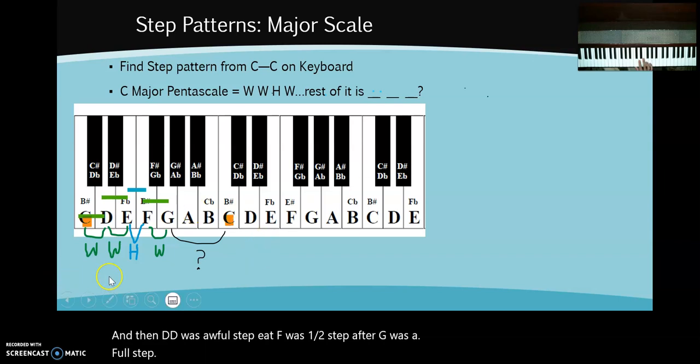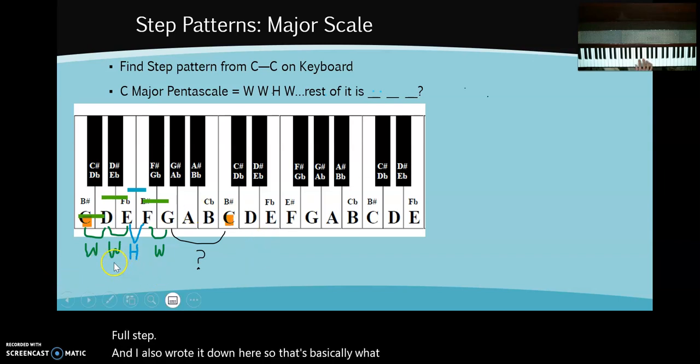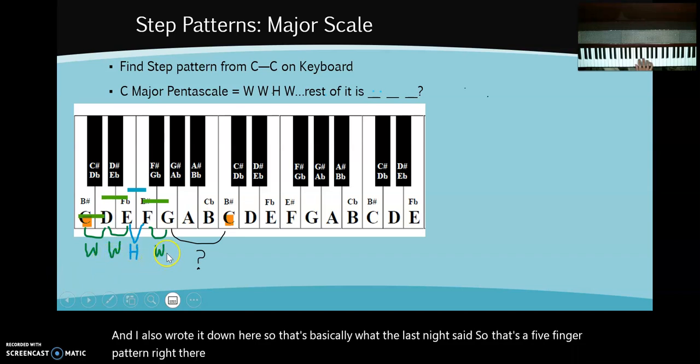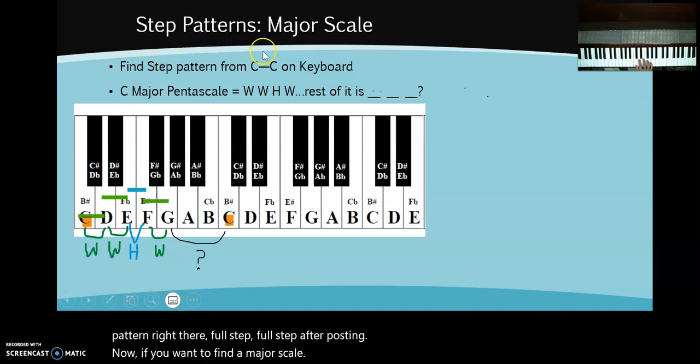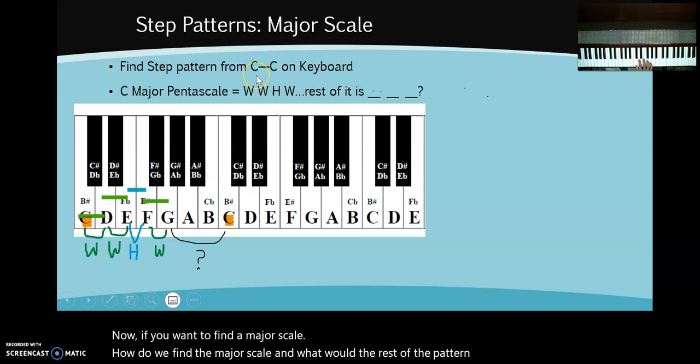And I also wrote it down here. So that's basically what the last slide said. So that's a 5-finger pattern right there. Whole step, half step, whole step. Now, if you want to find a major scale, how do we find a major scale, and what would the rest of the pattern be using whole steps and half steps?